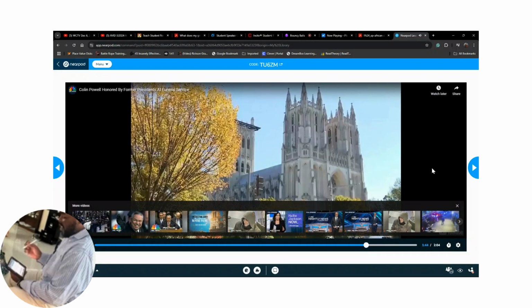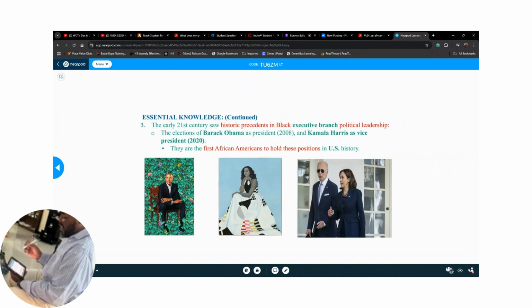Now he was the son of Jamaican immigrants to the United States. He was born and raised in Harlem, New York. All right, so the early 20th century also saw historic firsts in the Black executive branch, meaning you had the election of Barack Obama in 2008, and then Kamala Harris served as vice president in 2020, and in 2024, she stepped in and ran for president. These are all the first Black Americans to hold these positions.